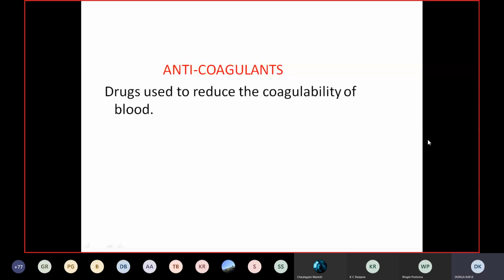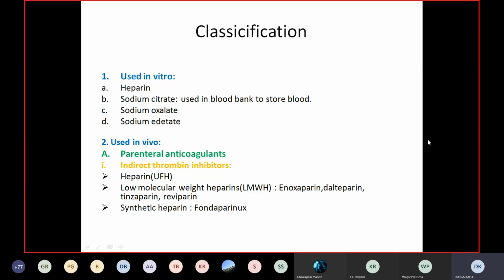So these anticoagulants are classified into various headings. First, those used in vitro. Do you know what in vitro and in vivo are? What is in vitro? Outside the natural environment, yeah, outside the body, or that can be used in the lab. So anticoagulants that can be used outside the body or in the lab are heparin, sodium citrate, sodium oxalate, and sodium EDTA. So these agents can be used outside the body.